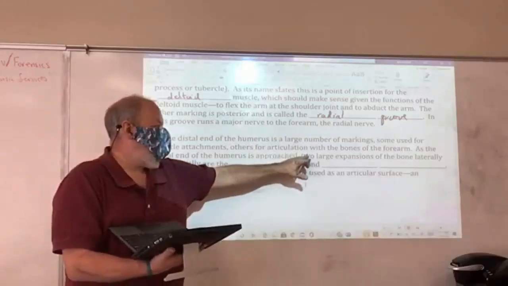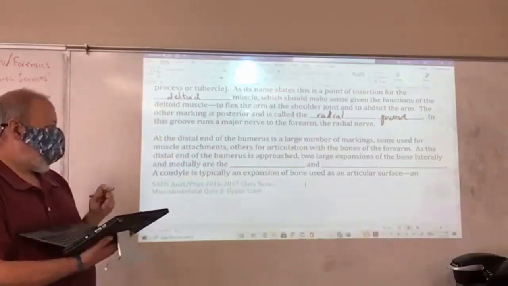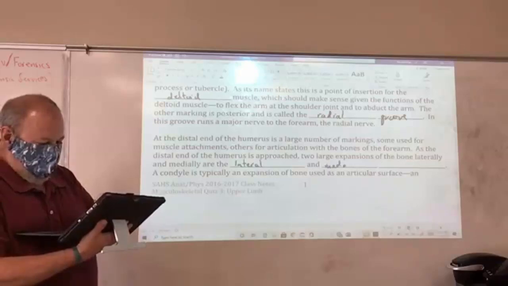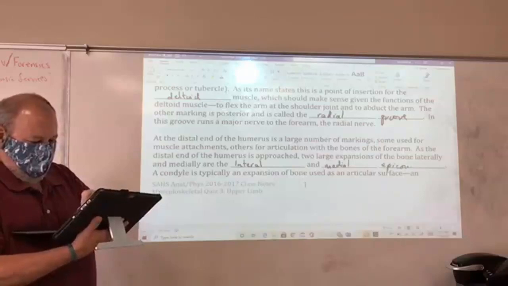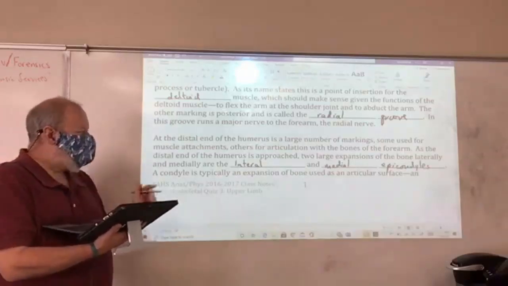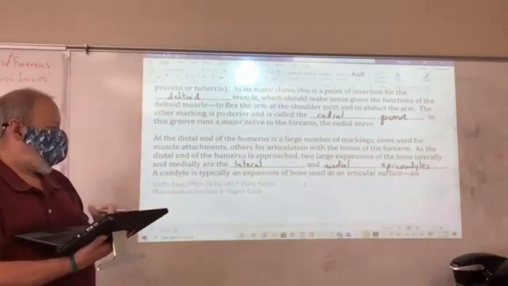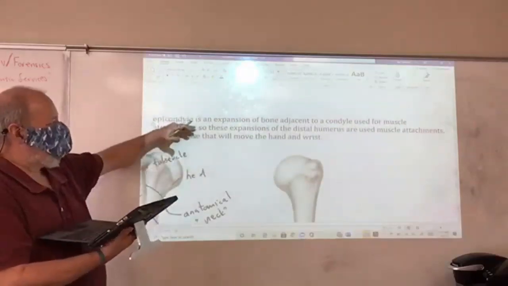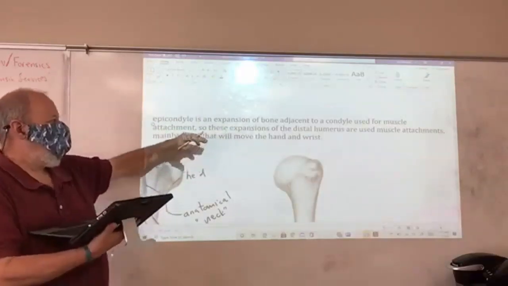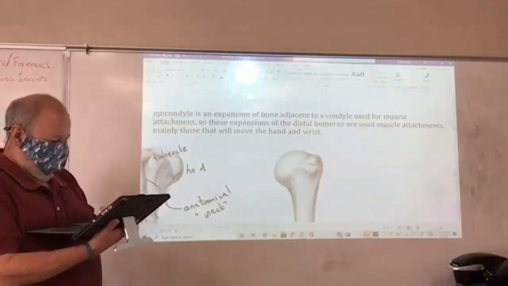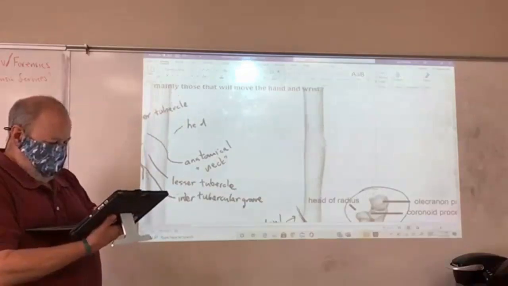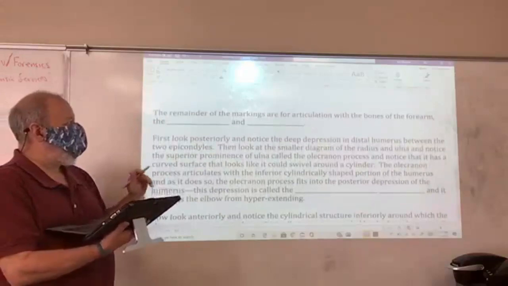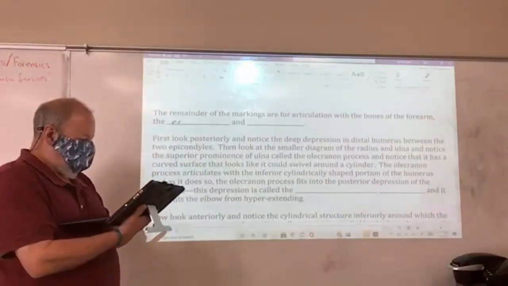At the distal end of the humerus, two large expansions of bone laterally and medially are the lateral and medial what? Epicondyles. A condyle is typically an expansion of bone used as an articular surface. An epicondyle is an expansion of bone adjacent to a condyle used for muscle attachment. So these extensions are used for muscle attachments, mainly those that will move the hand and the wrist. We explained all that. The remainder of the markings are for articulation with the bones of the forearm, the radius and the ulna.